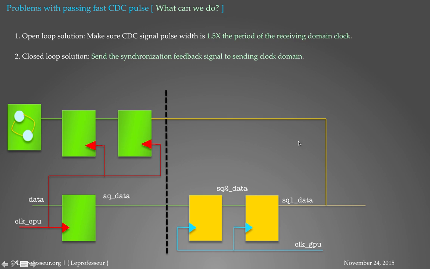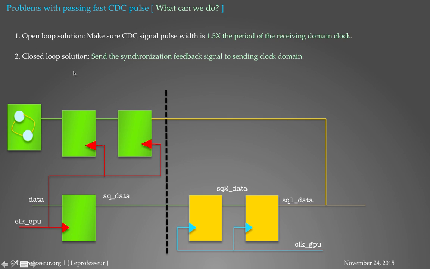Now, there are advantages and disadvantages to both techniques. In the first technique, the open loop solution, you know in advance the clock frequency of the receiving clock domain, and your CDC signal pulse width is 1.5 times that. But what happens if the technology changes and the designer forgets to update the design, which is based on the open loop solution? Then the design will fail.